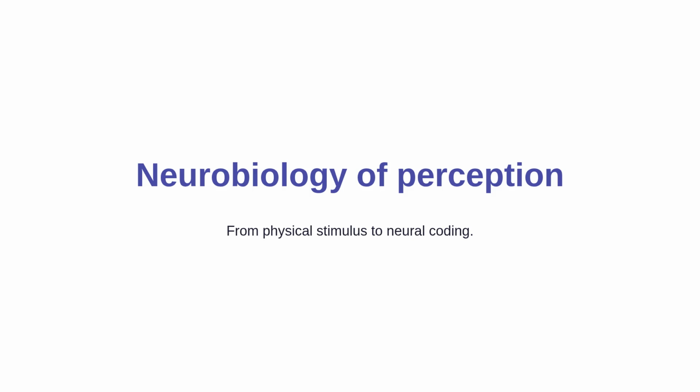Welcome to this lecture on the neurobiology of perception. Today, we're going to explore how our nervous system translates the physical world into electrical signals that our brain can understand. We will uncover the mathematical rules that govern our senses, from how we notice a change in brightness to how we detect the sharp edges of objects. By the end of this session, you will understand the fundamental principles of how we perceive the complex environment around us.